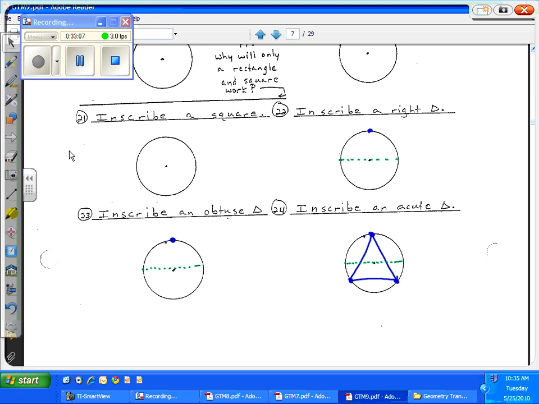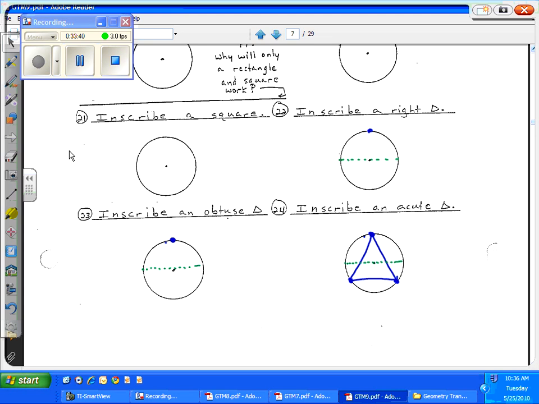Inscribe a square. How would you inscribe a square? You might think, well, I'm going to start with a point. Good luck. Trying to get those all in the right place so that these are all exactly 90-degree angles and all the sides are equal. You're going to have quite a time trying to get that done. Let me give you a hint.